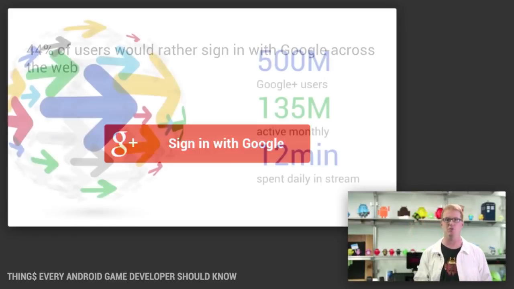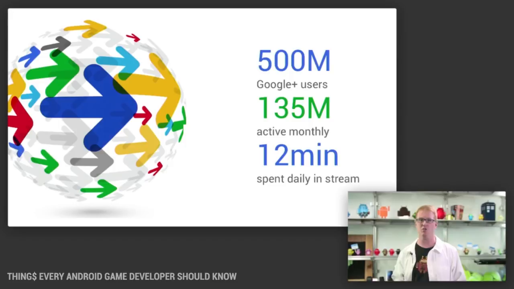So, quick update from Google Plus. 500 million users makes Google Plus one of the fastest growing networks in social history. We've grown from just 150 million users between last June and last December. More than half of our users are mobile. We have 135 million active monthly users in the stream, and they spend about 12 minutes there daily. That's a lot of people. That's a lot of people who can be playing your game.